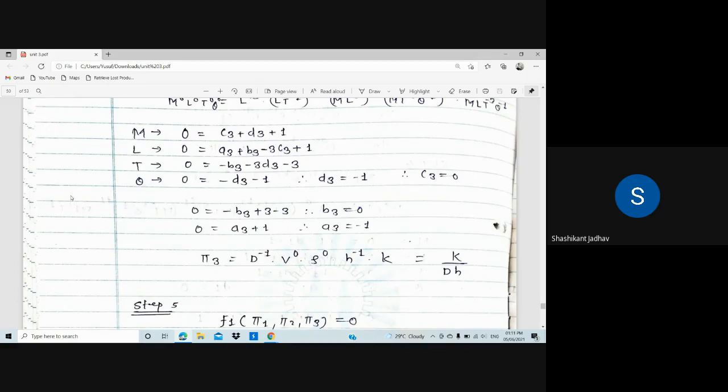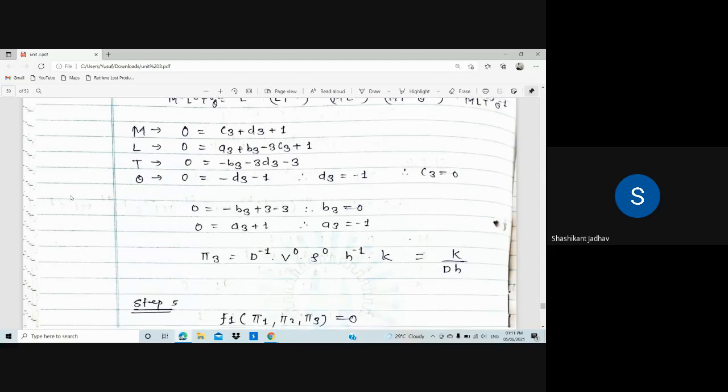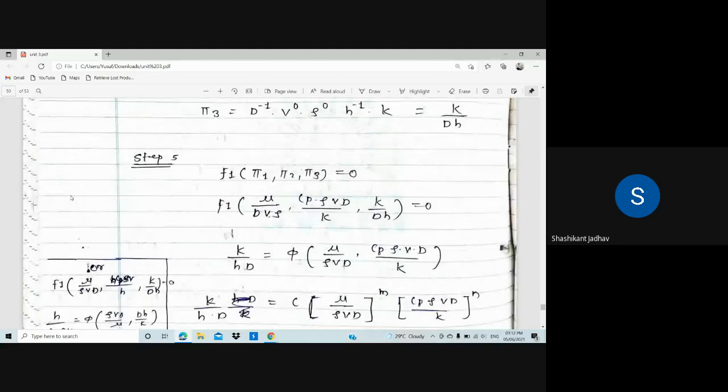Okay. So write down the equation of pi 3. So pi 3 is equal to what? d raised to -1, mu raised to 0, rho raised to 0, h raised to -1 into k. Therefore, what is the equation for pi 3? Pi 3 is equal to k upon d h. All of you write down the equation for pi 3. Pi 3 is equal to k upon d into h.